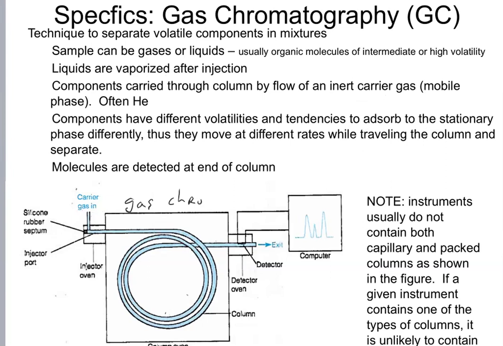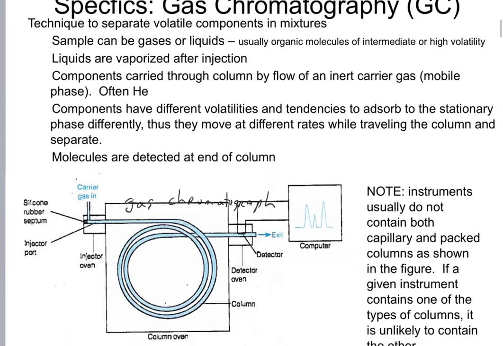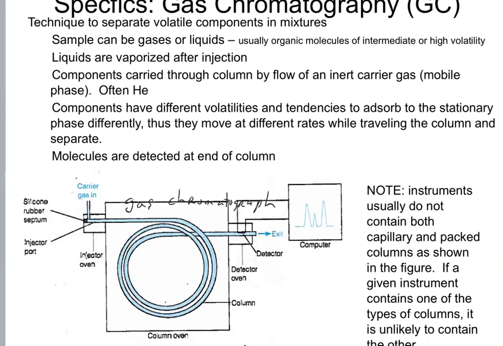I've described a lot of the parts as I've been narrating, but one thing that I forgot to describe to you is that the entire column is placed within an oven, which is really important in GC. We're actually going to heat this column up to a reasonably high temperature. And the purpose of that is to get our materials to vaporize, basically.